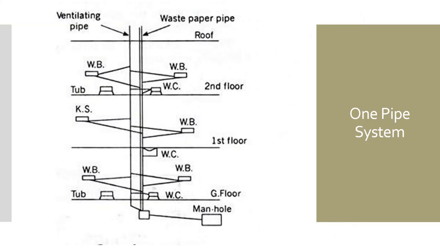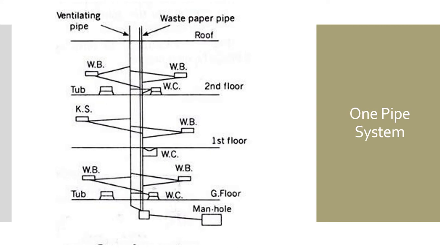The next is one pipe system. So here in a one pipe system, again you have two pipes, a wastewater pipe and a ventilating pipe. Right now what happens in this case is your wastewater pipe is connected to everything: your wash basins, tubs, water closets and kitchen sink.